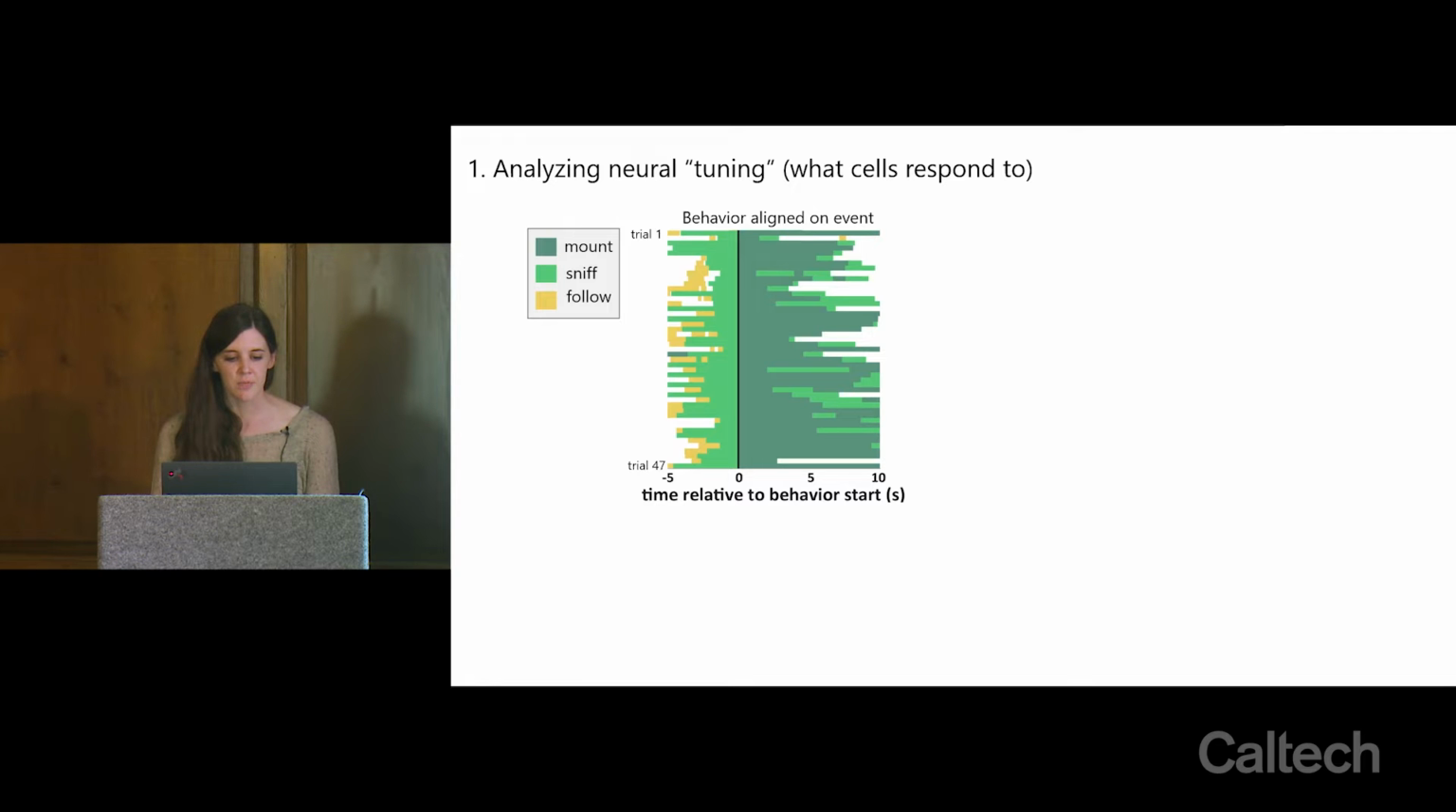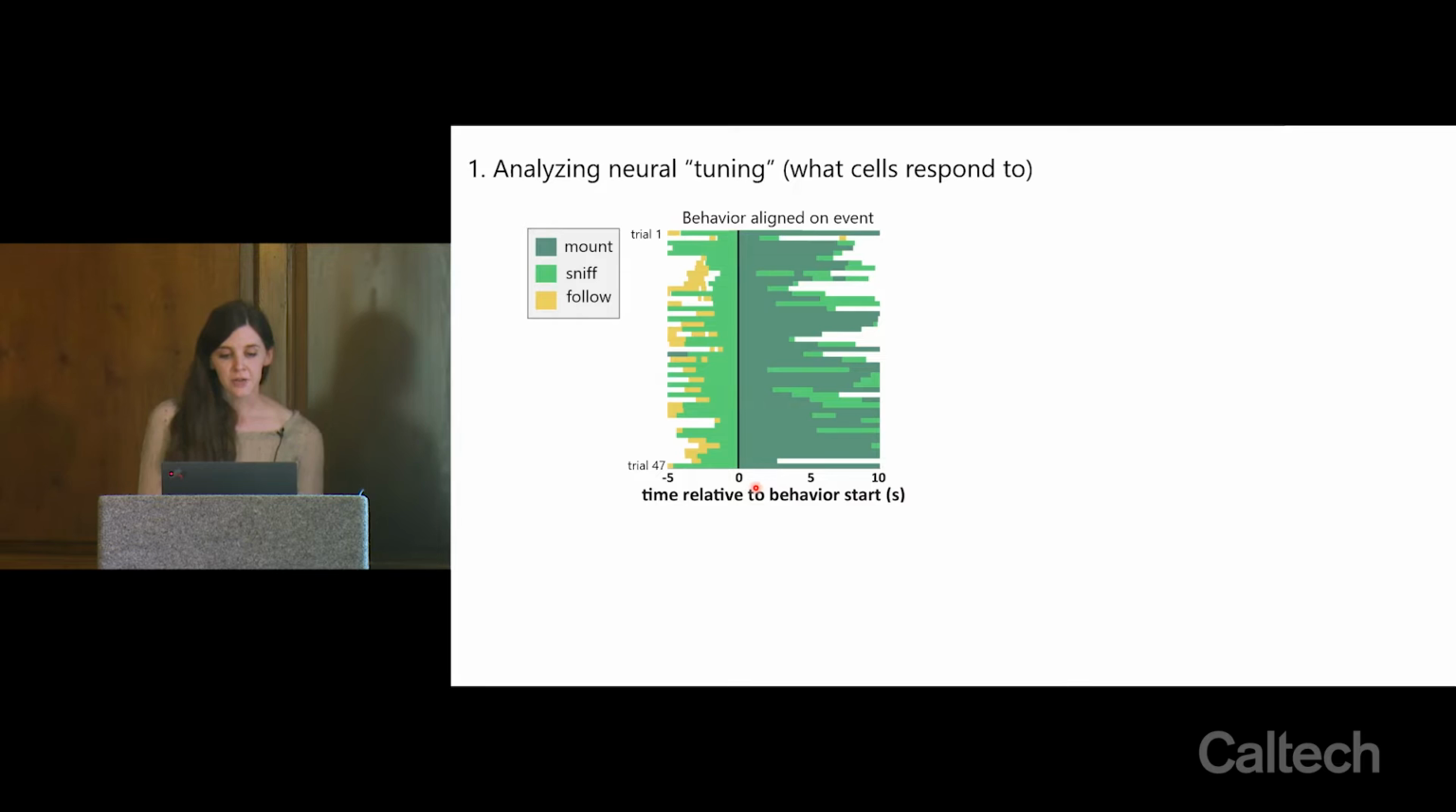You take the behavior of the animal and you identify some action the animal is performing or some stimulus that's being presented. In this raster, each row is, in this case, a bout of mounting during male-female interactions of mice. We're aligning this time series data to the onset of mounting. There were 47 bouts of mounting in this animal.